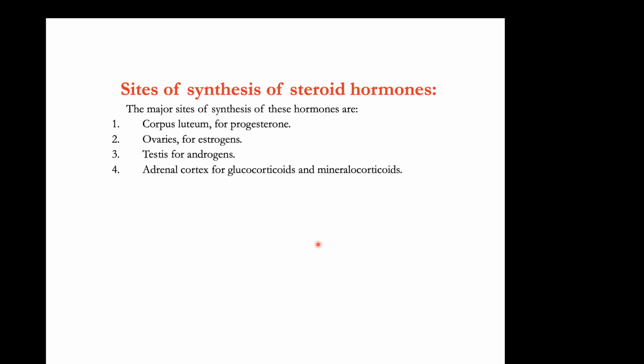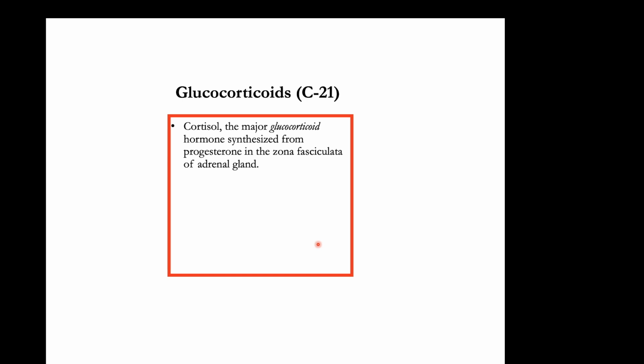Now, we will discuss a little bit about the individual hormones. We will not go into detail, because these things will be covered in physiology and other disciplines, but we have to see a little bit. For example, glucocorticoids have 21 carbons in their structure, and in humans the primary glucocorticoid is cortisol, which is synthesized in the zona fasciculata.